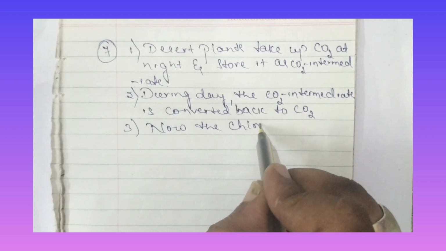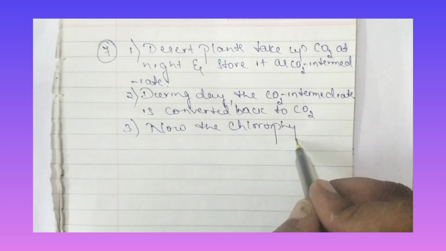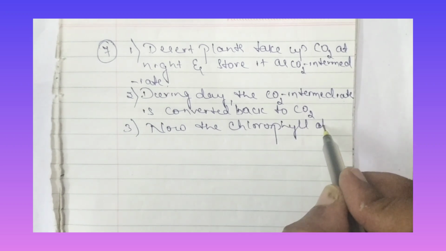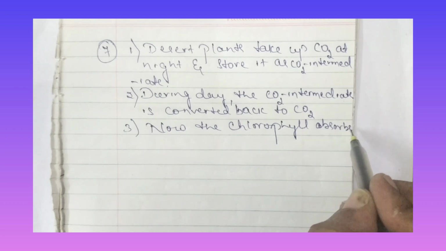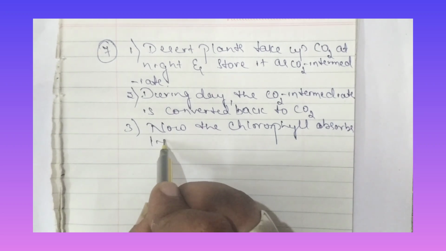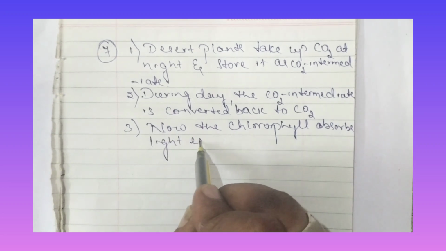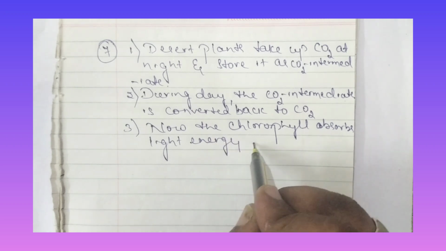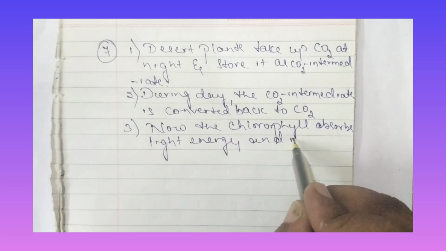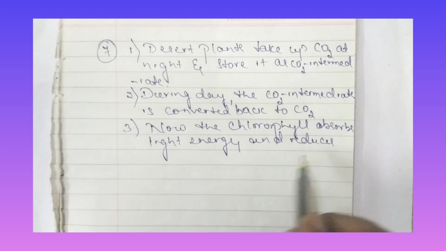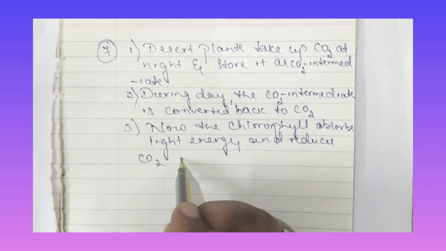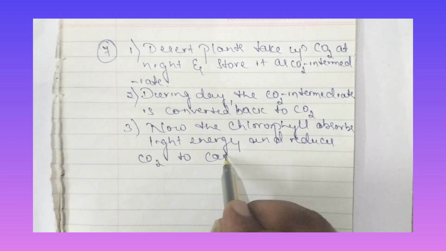Then the third point, now the chlorophyll absorbs light energy and reduces carbon dioxide to carbohydrates.